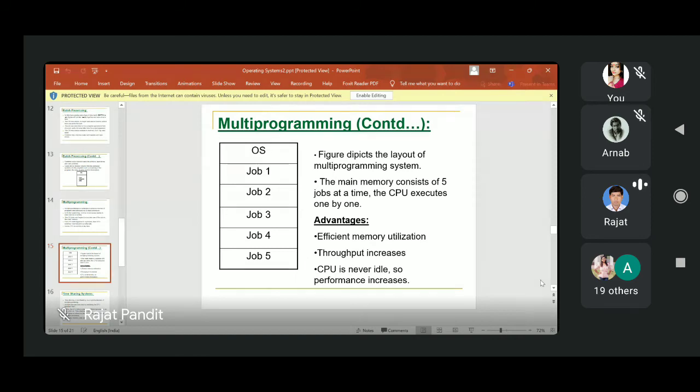That is how people prepare for this multiprogramming operating system. So job one, job two are different types of jobs. Now we ask, what do you mean by a job actually? A job means any type of task. Suppose you are compiling a program, that is one task. Another one is writing a program or giving a program to the system for execution. So these are different types of jobs. The main memory holds a number of jobs at a time, and the CPU executes them one by one. Advantages: efficient memory utilization, throughput increases, and the CPU is never idle, so performance increases. You see, if the CPU is idle, then we will get less output.